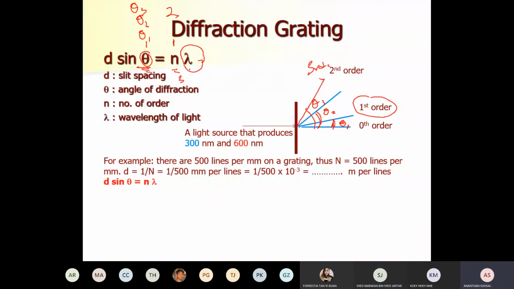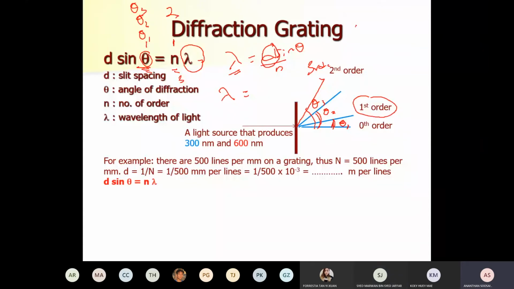So when a diffraction grating is used to calculate the wavelength, this is the formula they use: d sine theta equals n lambda. To find lambda, of course, d sine theta over n will give you the wavelength. So to calculate the wavelength of light using a diffraction grating, what measurements do you need? You need to find the d.